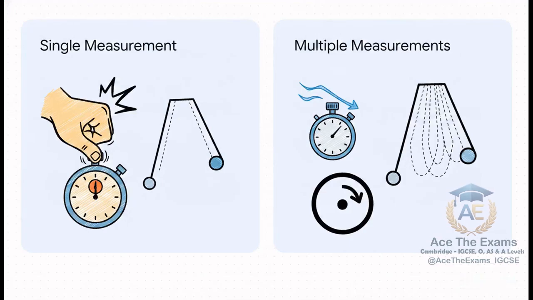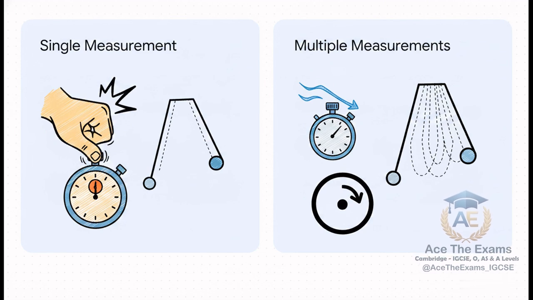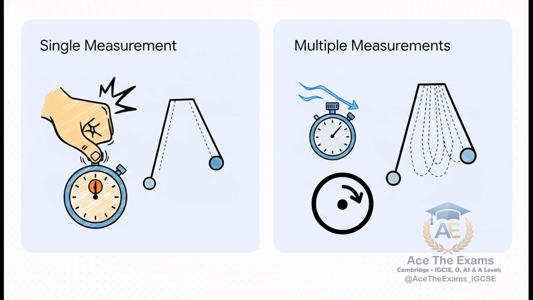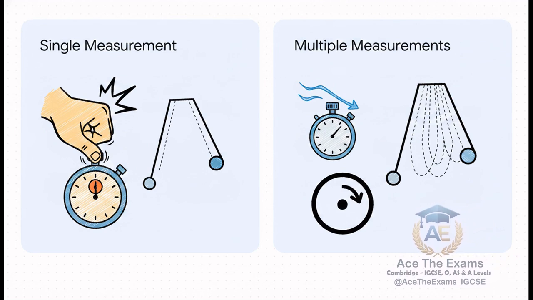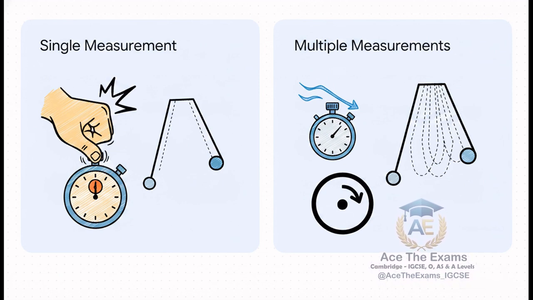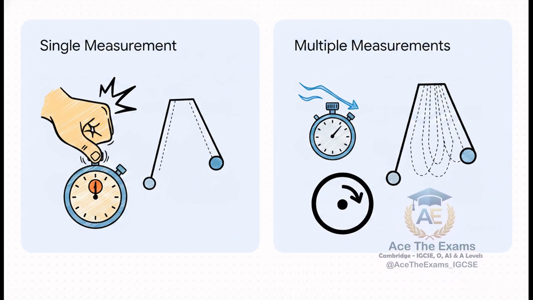Now, here is where we see the difference between a rookie and a pro. Why on earth do we measure 20 swings instead of just timing one? Look at the comparison on the screen. If you try to time a single swing, the simple act of your thumb hitting that stopwatch button takes about 0.2 seconds. That human reaction time accounts for a massive, unacceptable percentage of the total time of one swing. It's a huge margin of error.